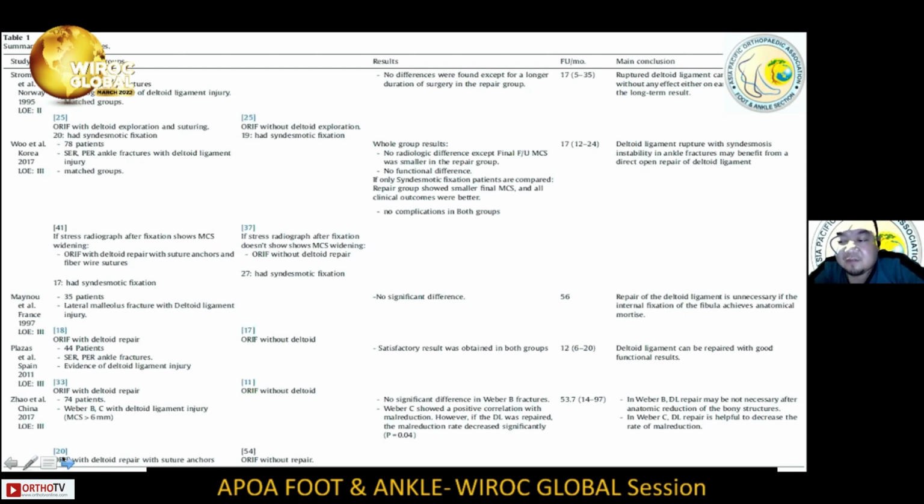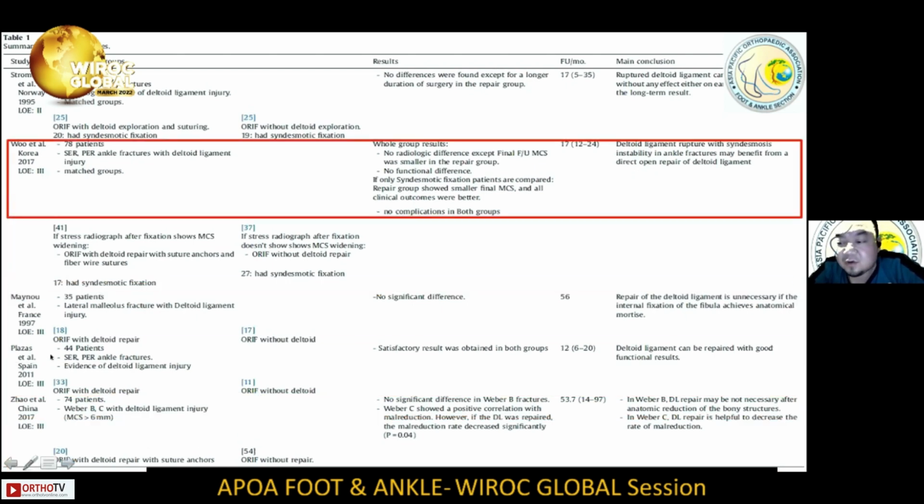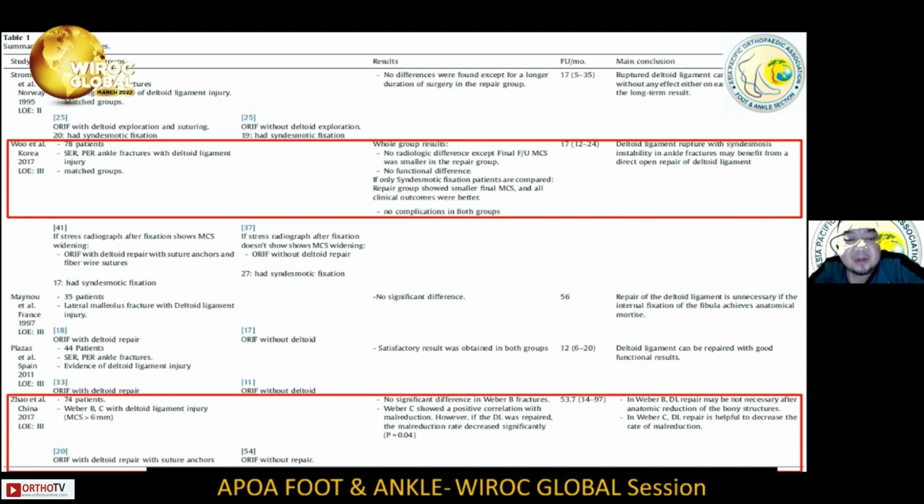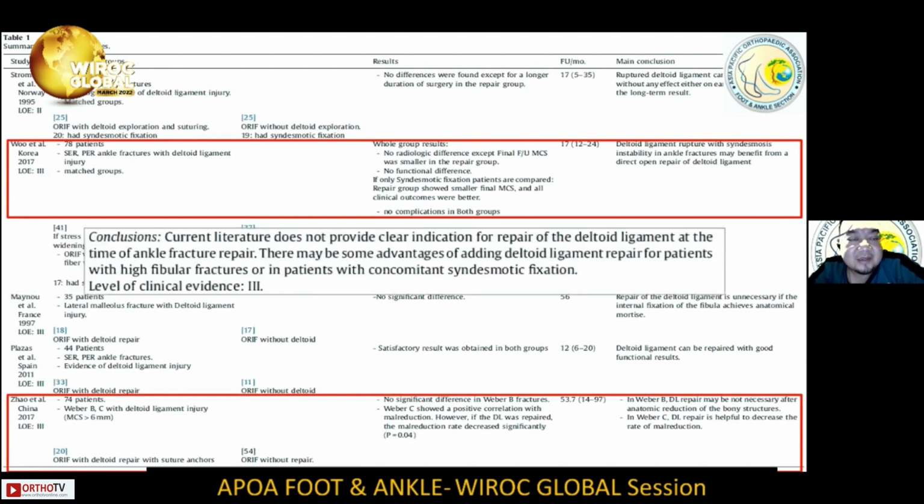The only author who found a good result is Wu et al. Wu et al. concluded that deltoid ligament repair will give good medial stability for the patient.